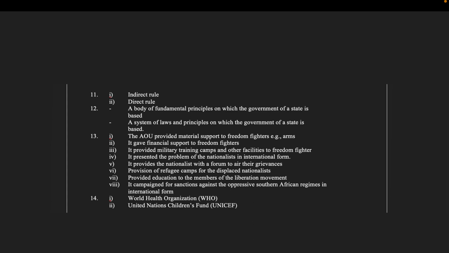Provision of refugee camps for the displaced nationalists. Provided education to the members of the liberation movement. It campaigned for sanctions against the oppressive Southern African regimes in international forums. 14. World Health Organization, WHO. United Nations Children's Fund, UNICEF.